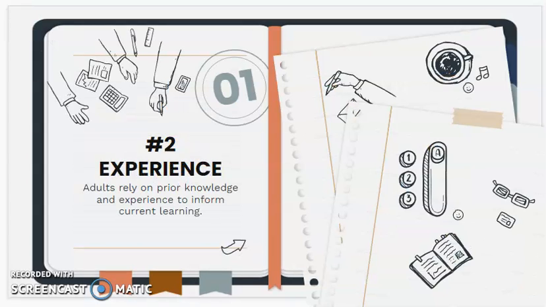Number 2, experience. Drawing on a much more expansive list of experiences than their child learning counterparts, adult learners rely heavily on their experiences to inform current learning, which can be a challenge, as this reliance on experience can easily lead to bias in adult learners. In this case, sometimes adult learners are actually unlearning previously held understandings.